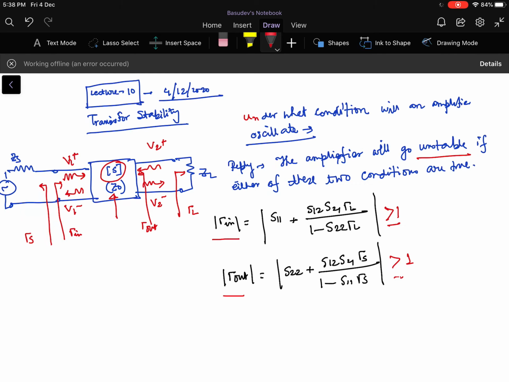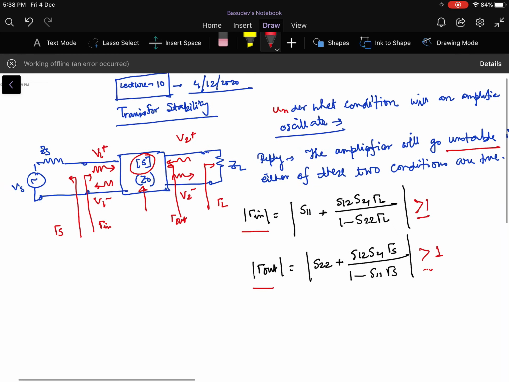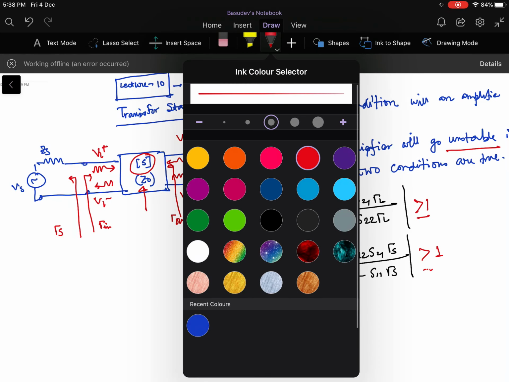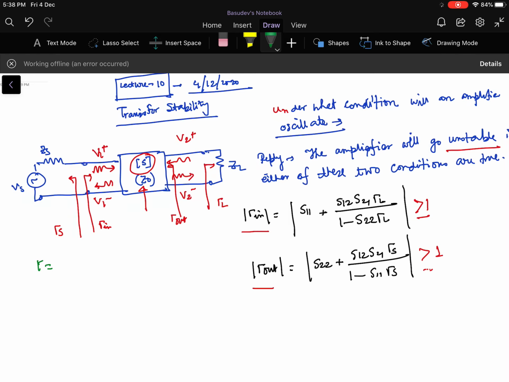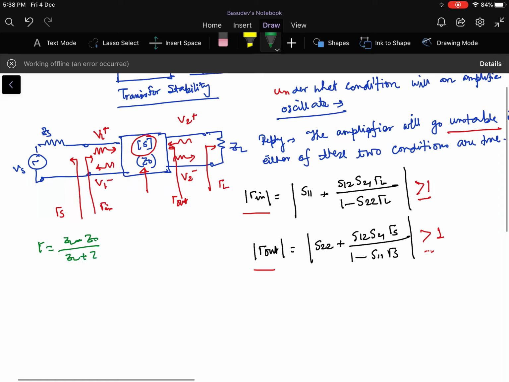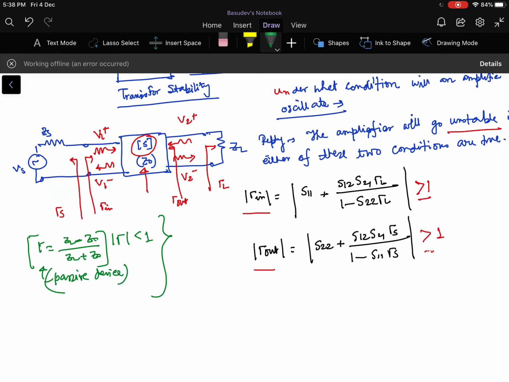We all know from your BTech knowledge or RF and microwave communication knowledge that this reflection coefficient tau, which is ZL minus Z0 divided by ZL plus Z0, generally has mod of tau less than 1. Then how can it be greater than 1? Actually you are correct in that way, but you should keep in mind that whatever you have defined, at that time it was a passive device, but now it may not be a passive device, it may be an active device.